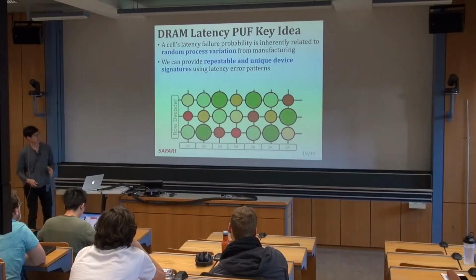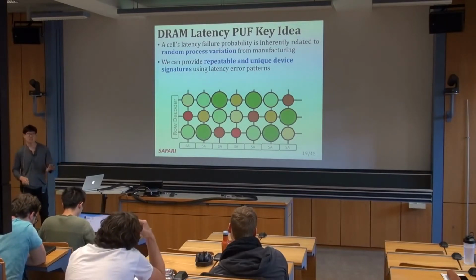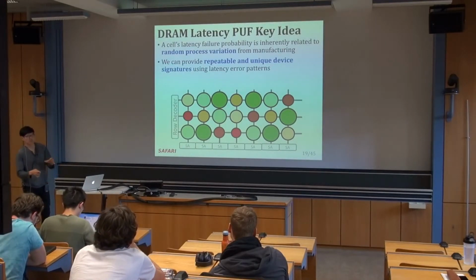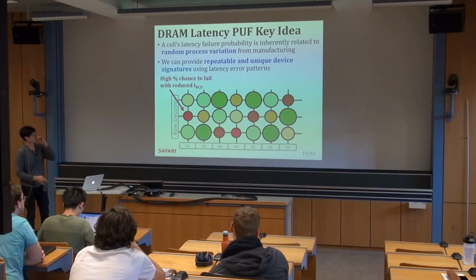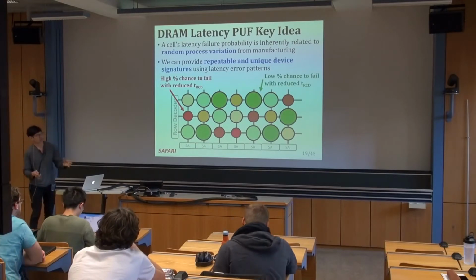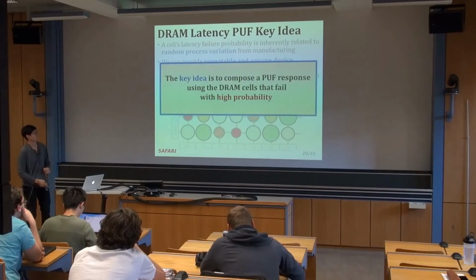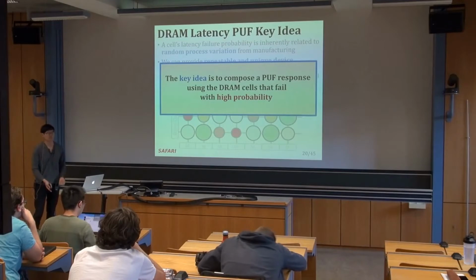So here's a cartoon of 21 bits showing the process manufacturing variation. And the bigger cells are the stronger ones and the smaller ones are the weaker ones. And so the smaller ones have a high percent chance to fail with a reduced tRCD, and the larger green ones have a low percent chance to fail with a reduced tRCD. And so the key idea is to compose a PUF response using the DRAM cells that fail with a high probability.